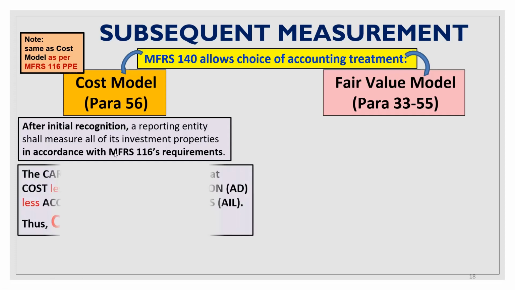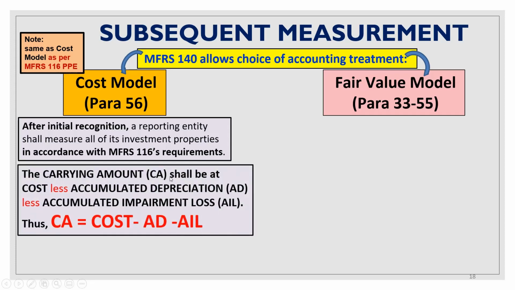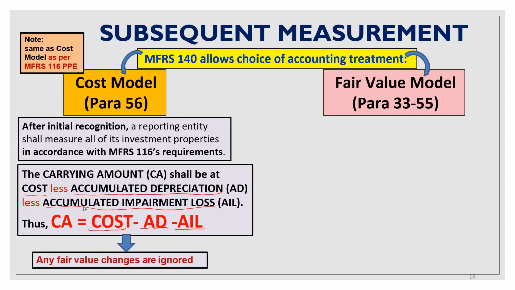So under MFRS 116 requirement, the carrying amount of the investment property shall be at cost, less accumulated depreciation, less accumulated impairment loss. That is the same as per MFRS 116. And as such, any fair value changes, if available, would be ignored. So no fair value changes will be incorporated under cost model.